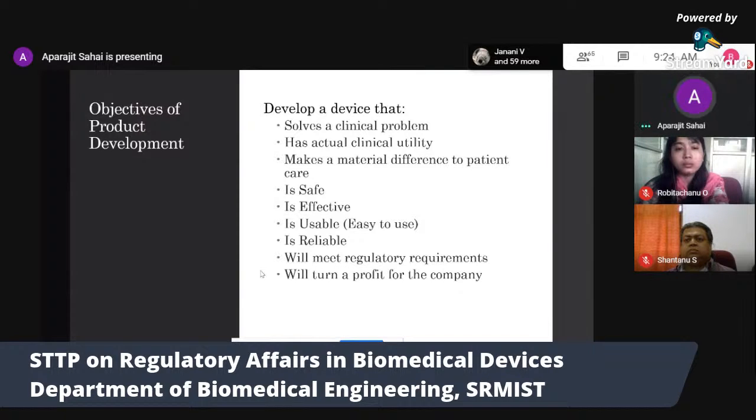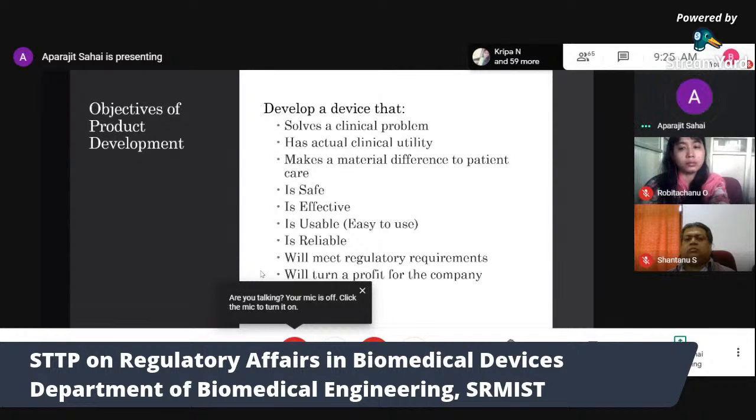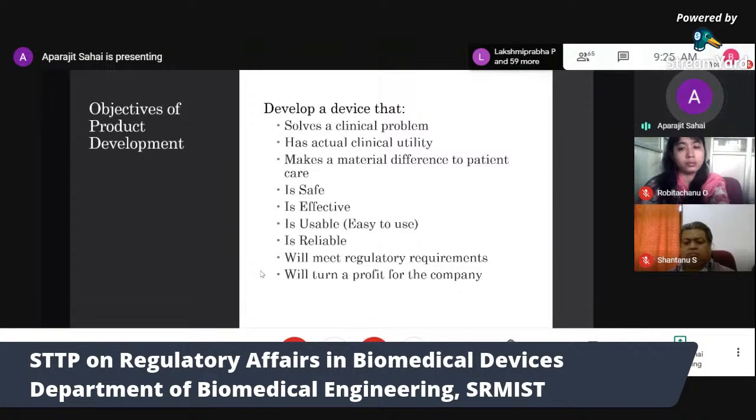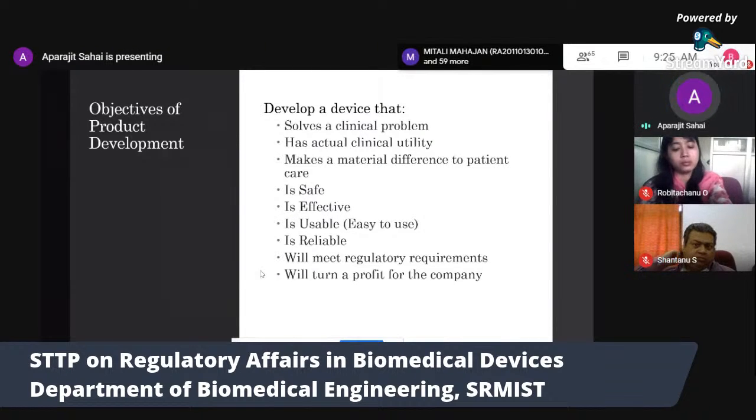Then that it is effective. Now, what I mean by effective is that it should work. It should do what it is intended to do. A syringe should be able to inject fluids into the human body without causing any other issues. So it has to be effective. It should be able to do what it is intended to do. And these are very important issues. If you ever try to bring a device to market, let's say I'll talk about the FDA because that's been my experience. I've dealt with regulators from the FDA. Their main focus is on making sure that the device is safe and effective, that it does what it is intended to do.